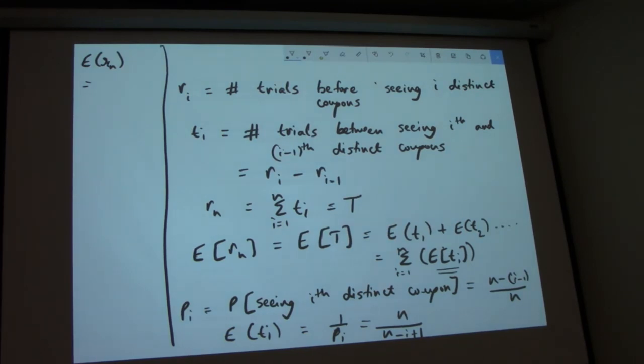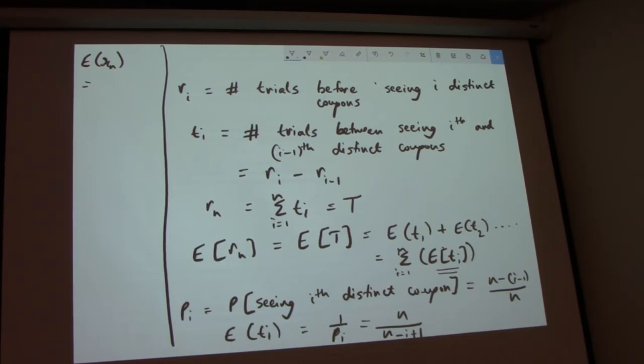Am I legible still? If I'm not legible, please let me know, and I'll write better. And we're assuming the IID, that's why the expected value of Ti equals 1 over Pi. IID, and also it sort of looks like a geometric distribution. Oh, it's a geometric, yeah. That's why you can actually make that assumption.